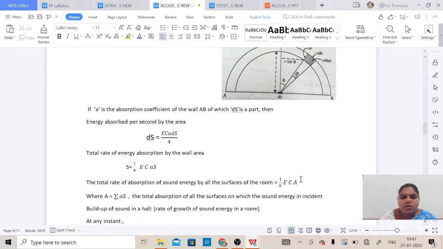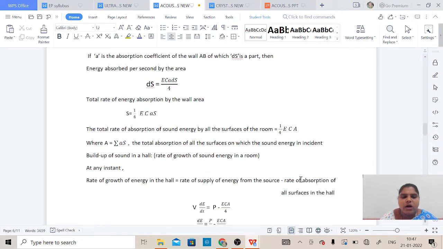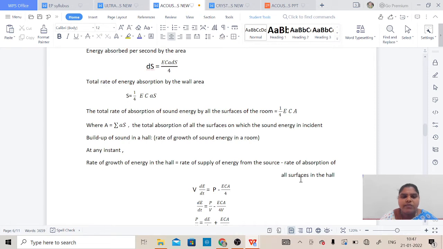Okay, now the build up of sound in a hall. How will the sound be built up in a hall? The rate of growth of sound in a room: how the incident sound will grow in a particular area. So at any instant, the rate of growth of energy in the hall is the rate of supply of energy from the source minus the rate of absorption of all surfaces in the hall.